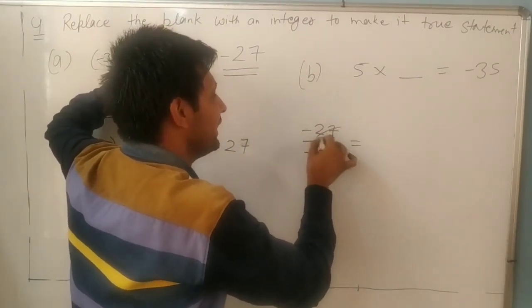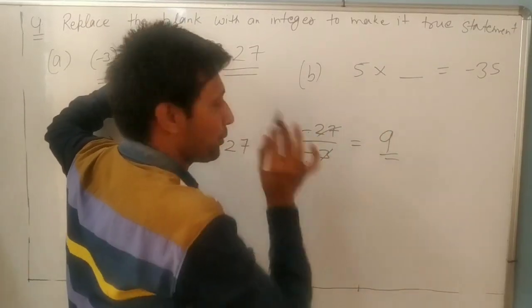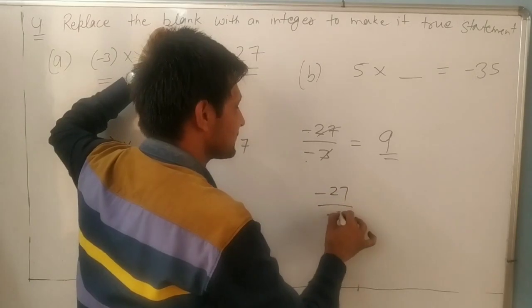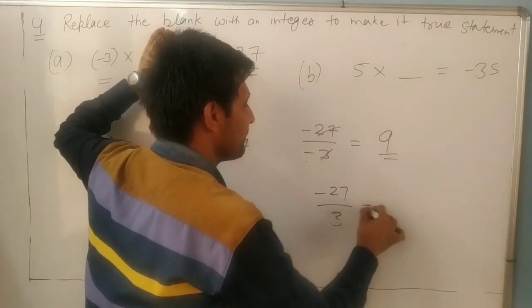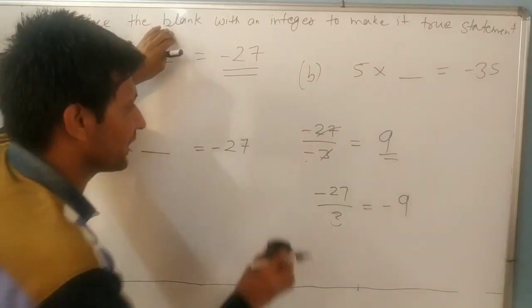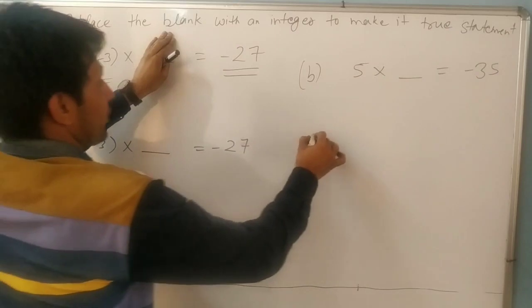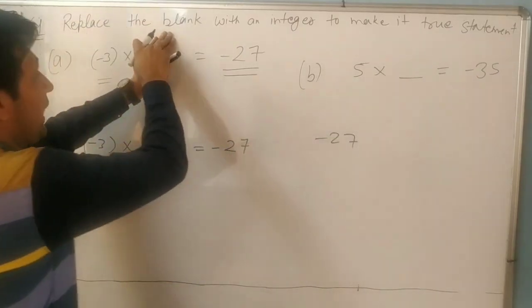So 27 divided by 3, how much? 9. If the same sign, always positive. If different sign, one negative, one positive, the answer is negative. Same as it is in multiplication. So it means we know 27. We want to find this number.